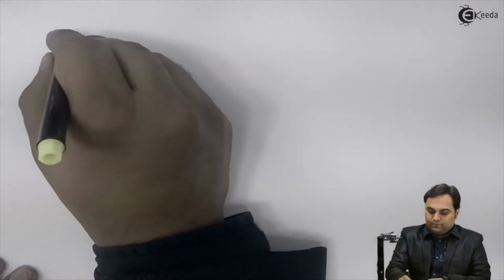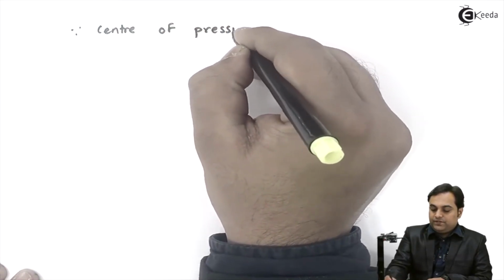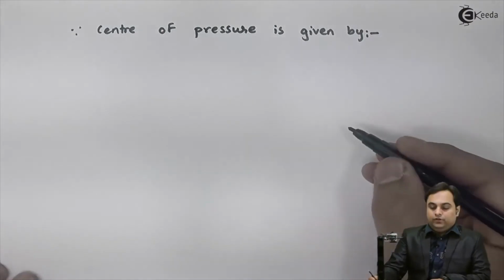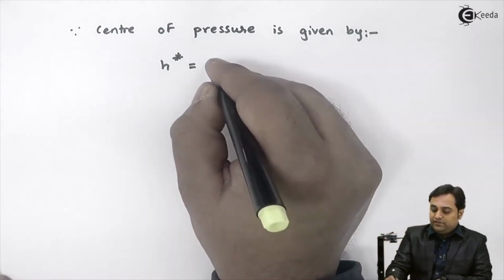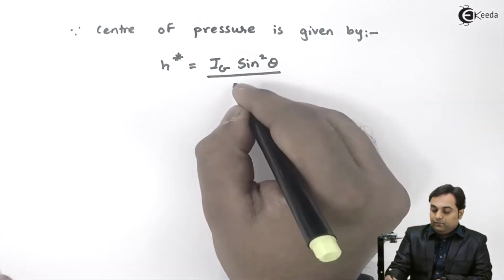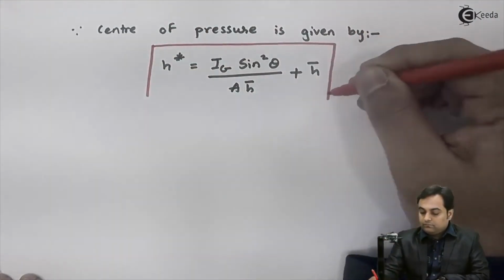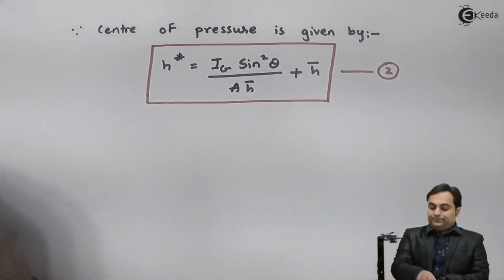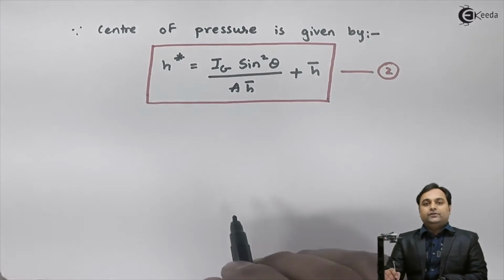The center of pressure is given by the formula H star is equal to, for an inclined plane surface, Ig into sine square theta upon A h bar, plus h bar. Now I'll keep this as equation number 2. Next, we have all the values here except Ig. Ig is the moment of inertia about the centroid for a rectangular plane surface.